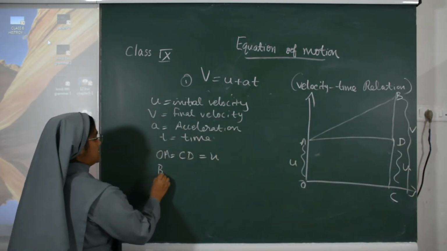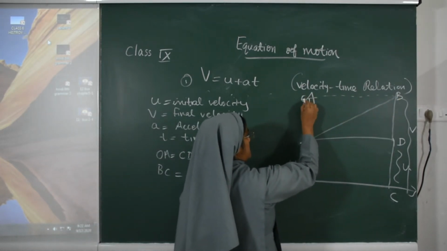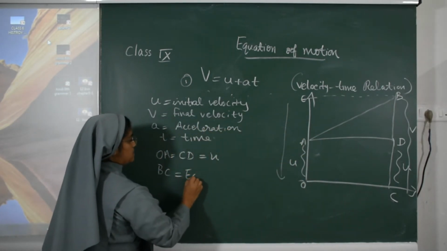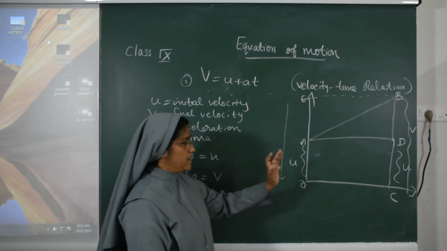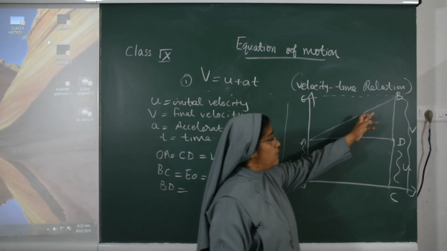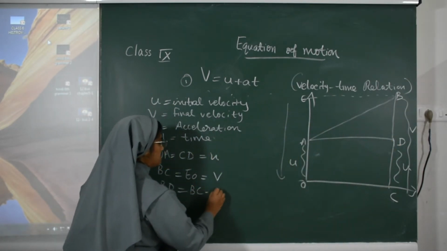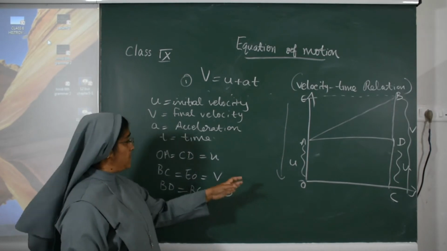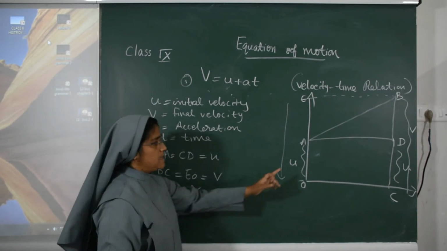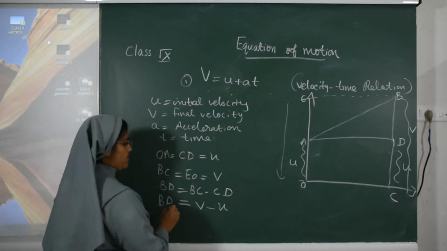Final velocity is BC. So, we can join this point, then we can give here E. So, EO is the final velocity. EO is equal to v. Now, we want to find out what is BD. How will we find out BD? BC minus CD. BC is final velocity, CD is initial velocity. So, BD is equal to v minus u.